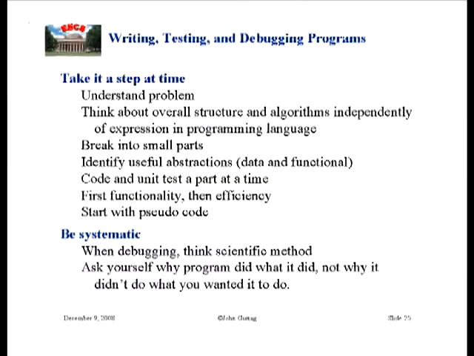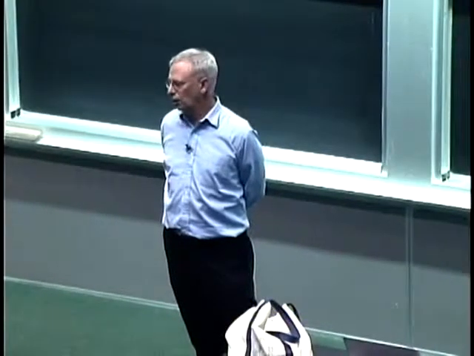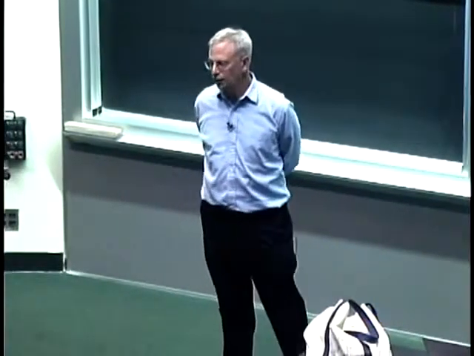We talked about writing, testing, and debugging programs. And if I had one message I want you to remember about all of this, it's be slow. Slow down, take it one step at a time. Take your time and be methodical, systematic, and careful. Understand the problem first, then think about the overall structure of the solution and the algorithms independently of how you're going to code it up. So you might say, well, I'm going to use dynamic programming, and that's an independent decision from Python or Java or C++ or anything else to implement it. And in fact, it's pretty easy to translate a well-organized program from one language to another.